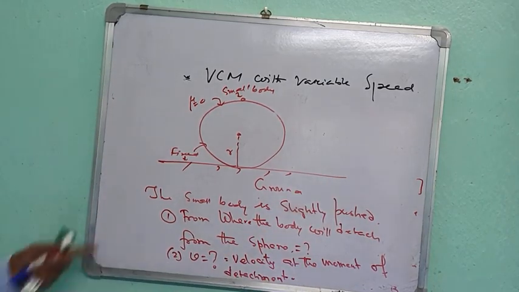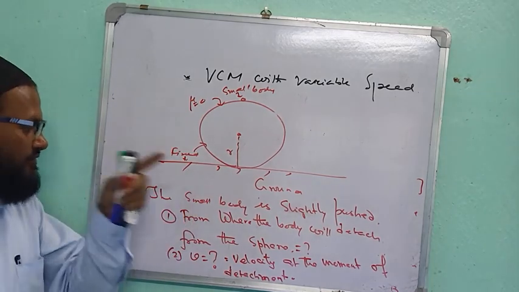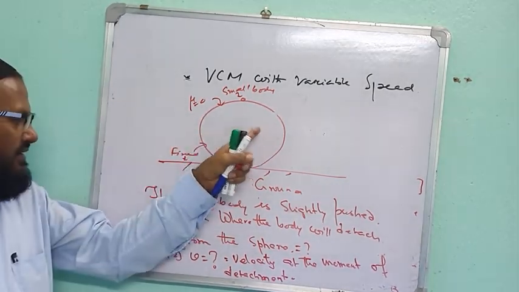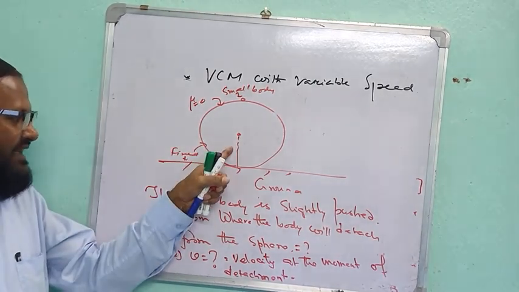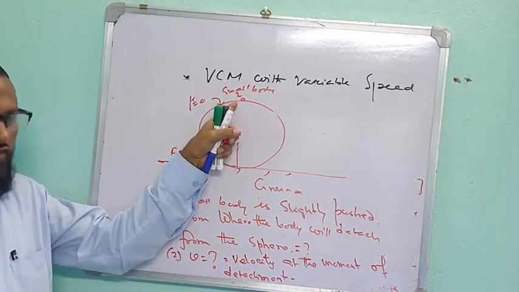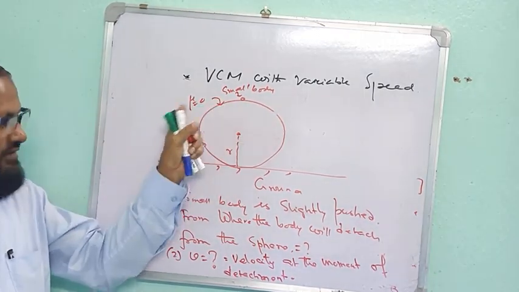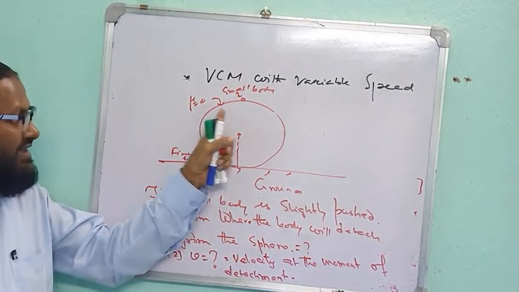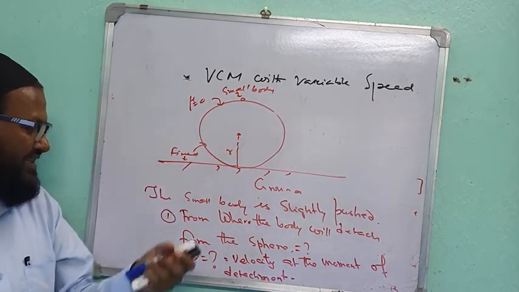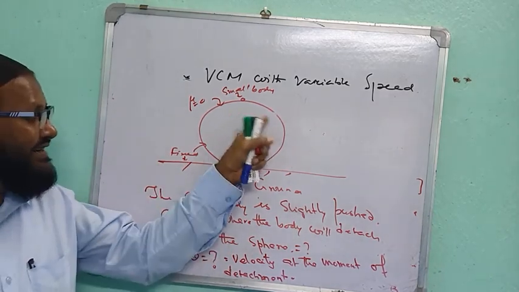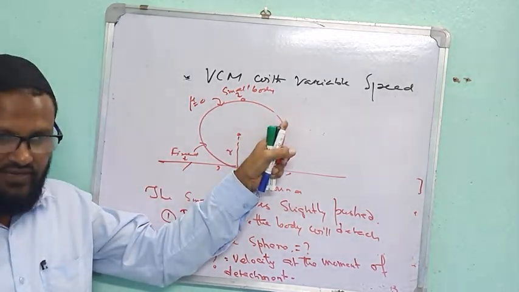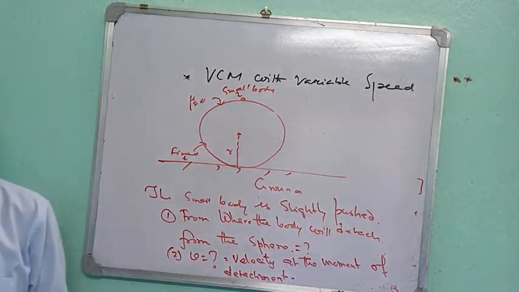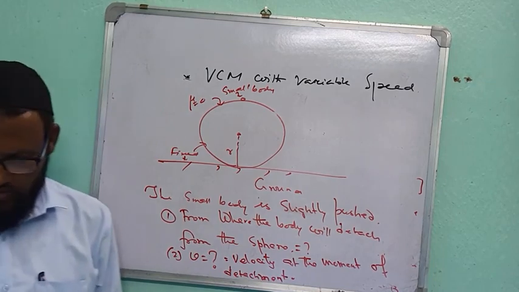This is the homework. Please listen to me again. This is the ground. Here is the sphere. The sphere is fixed. Radius of the sphere is r. On the top, there is a small body. The surface has no friction. Mu, the coefficient of friction, is 0. The body is slightly pushed. Question is, from where will the body detach from the surface of the sphere? And at the moment of detachment, what is the velocity? Clear? Thank you.